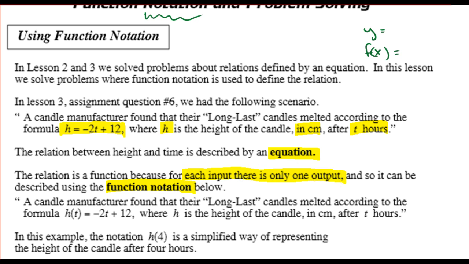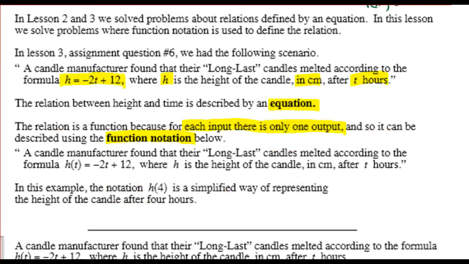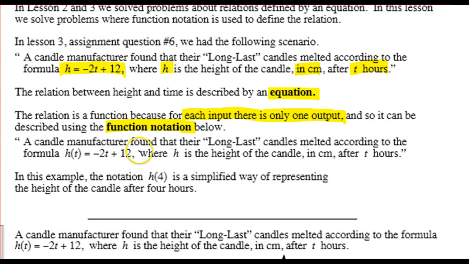All right, let's get going here. So here's the new function notation. A candle manufacturer, same question, melted according to the formula. Now here it is, h of t. It's exactly the same as above, except the way we can read this is: what is the height at a certain time? h of t: what is the height of the candle at a certain time?